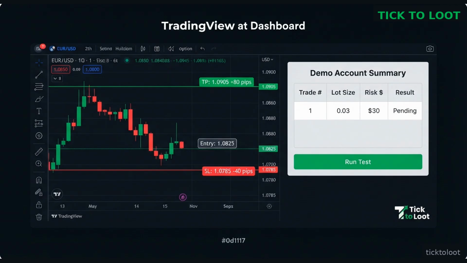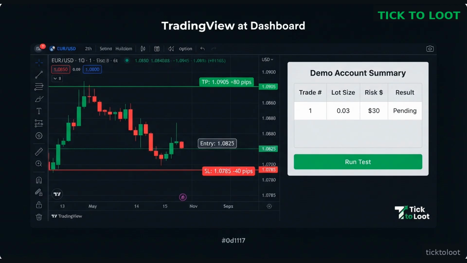When you click Buy, the platform's automation instantly calculates the lot size based on the 1% risk rule you set earlier. In this case, a 40-pip stop loss on a $5,000 account at 1% risk equals $50 risk. The platform converts that into a lot size of roughly 0.03 standard lots, and you'll see that number appear in the order confirmation. This automatic sizing removes any manual math and ensures you never exceed your risk limit.